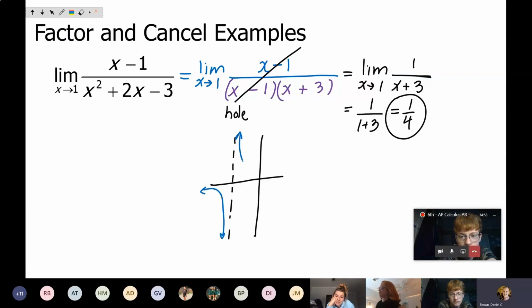But at x equals 1, it has a hole. And where's that hole located at? It's located at 1, 1/4. But we were able to answer the question of that limit without having the graph in front of us because we can trust our algebra. We canceled out the hole, we've eliminated the possibility of getting 0 over 0 and then just plugged it in using direct substitution. Questions or concerns there?